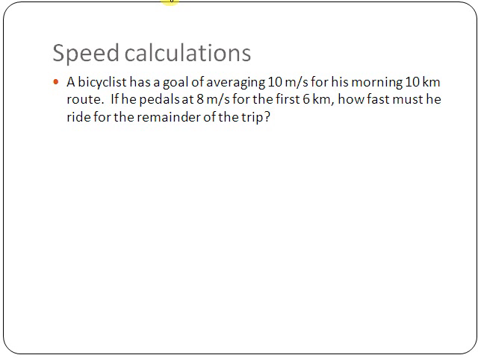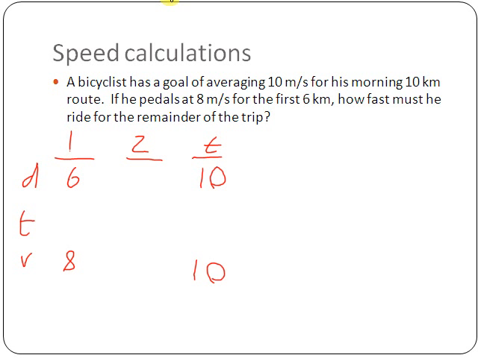So let's set this up again. We have our beginning section, our second section, and our total. We have our distance, our time, and our velocity. For the first section, he goes at a rate of 8 meters per second, for a distance of 6 kilometers. We don't know the time it takes. For the total, we know the distance is 10 kilometers, and we know that he wants his total speed to be 10 meters per second.